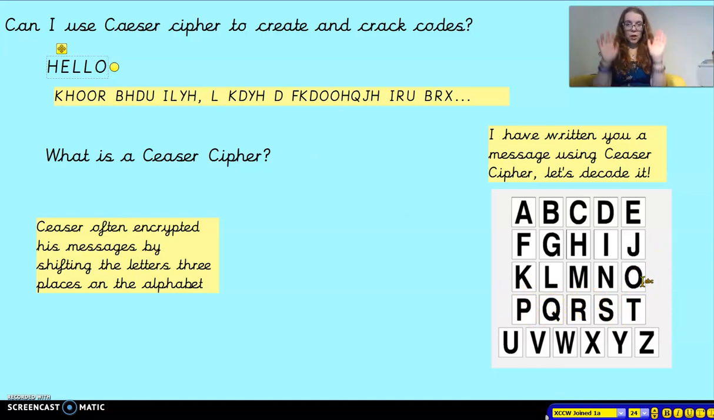Now, if you want to challenge, pause me here and have a go at decrypting the message. I'm going to carry on. So when you're ready to follow us, then unpause and see if you got it right.